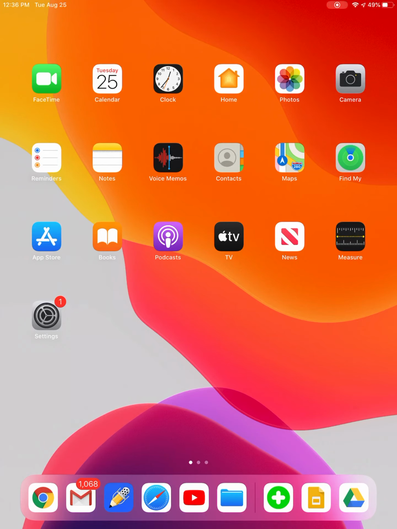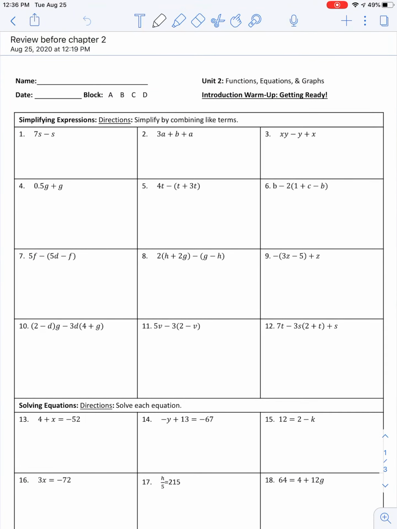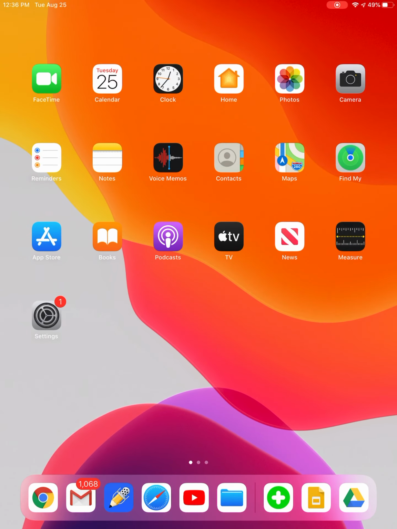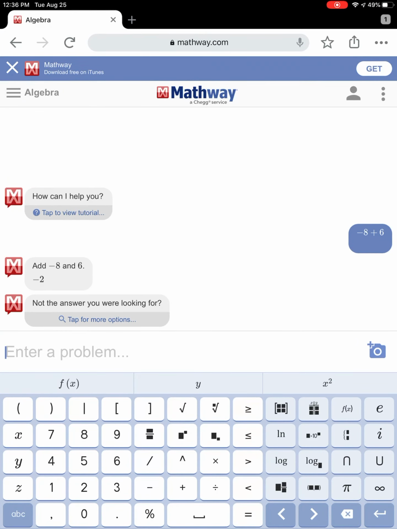Hi everybody, I think I have my screen recording, which is my hope. I want to show you guys the two apps that I'm going to be using for taking notes today. That would be Notability. And the other app that I have open is just Chrome. And I have it open to the website mathway.com. It is a wonderful calculator, so we're going to use that.